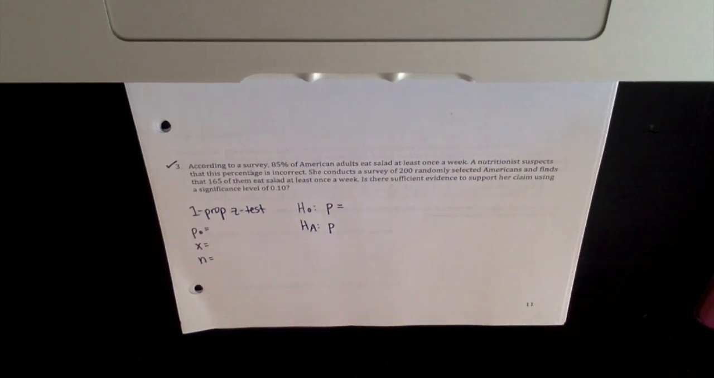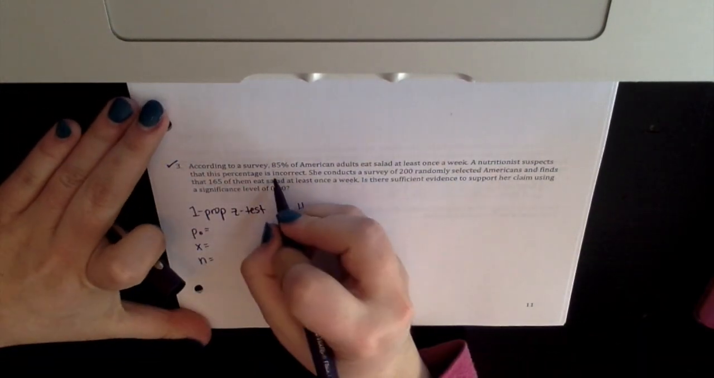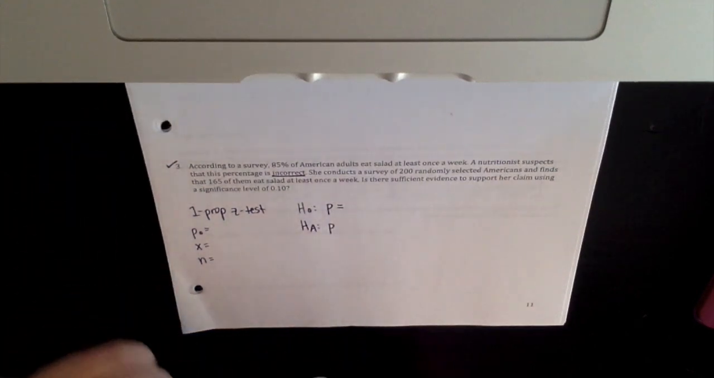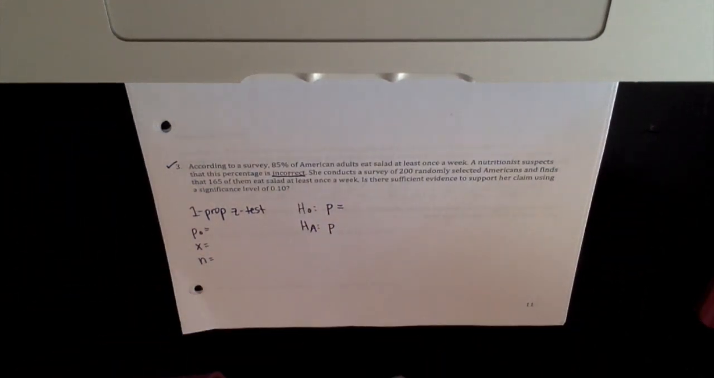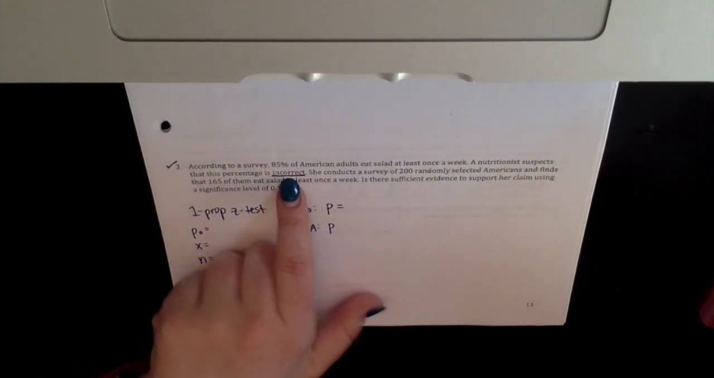So let's make sure that makes sense for this example. According to a survey, 85% of American adults eat salad at least once a week. A nutritionist suspects this percentage is incorrect. Okay, so that does not say greater than or less than yet. So let's see if that information is given or if this is implying we have to test not equal to.